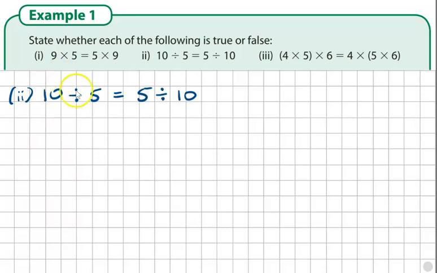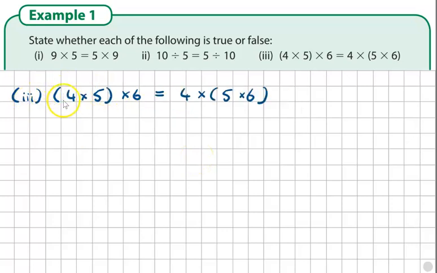Part 2. 10 divided by 5 equals 5 divided by 10. Is this true or false? This is false. 10 divided by 5 is 2, and 5 divided by 10 is a half, and they are clearly not equal. So with division, the order does matter.